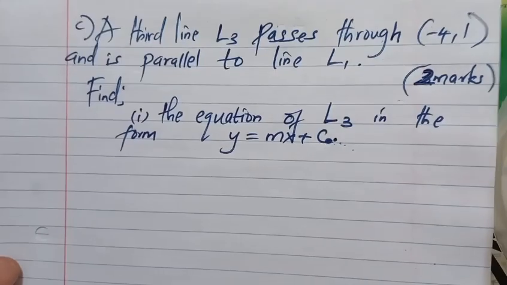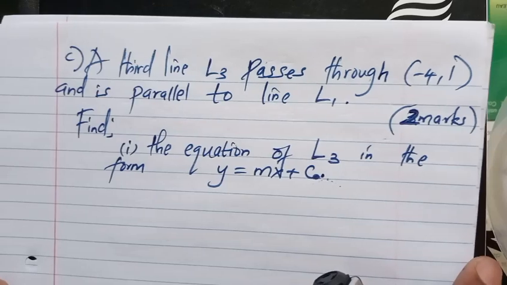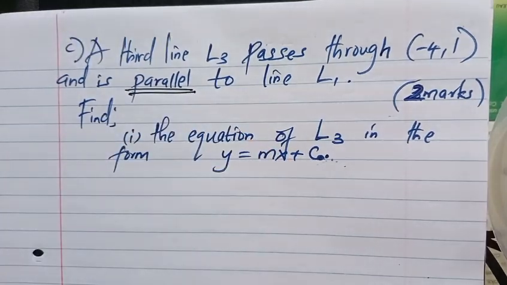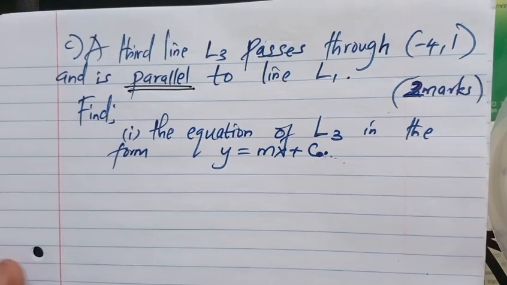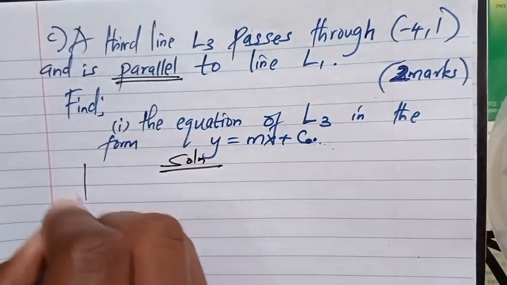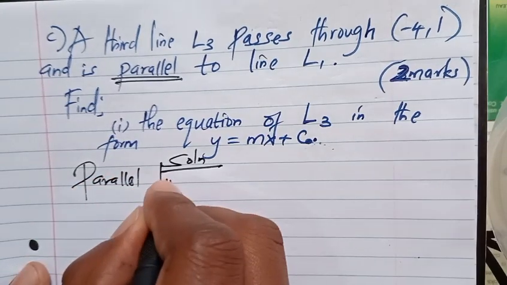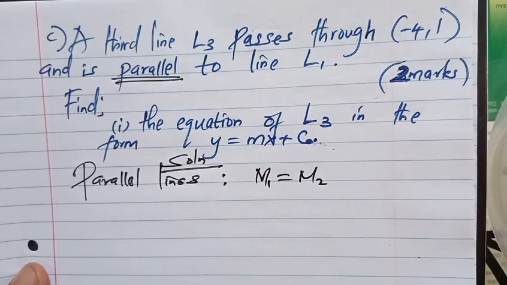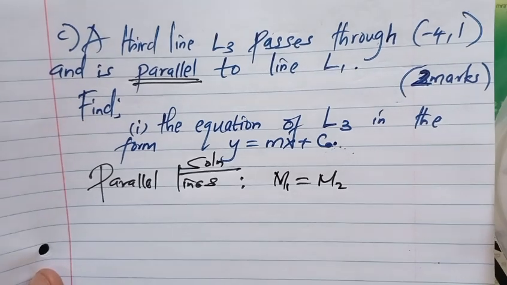Question C. Our third line, L3, passes through (-4, 1) and is parallel, so underline the term parallel, to the line L1. Find the equation of L3 in the form y is equals to mx plus c. Solution here. When you hear about parallel lines, you remember that m1 is equals to m2. In other words, the gradient of the first line is equals to the gradient of the second line.